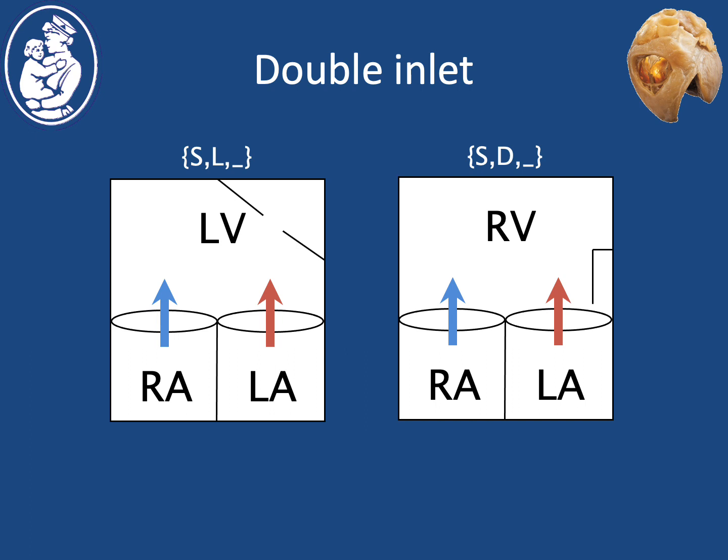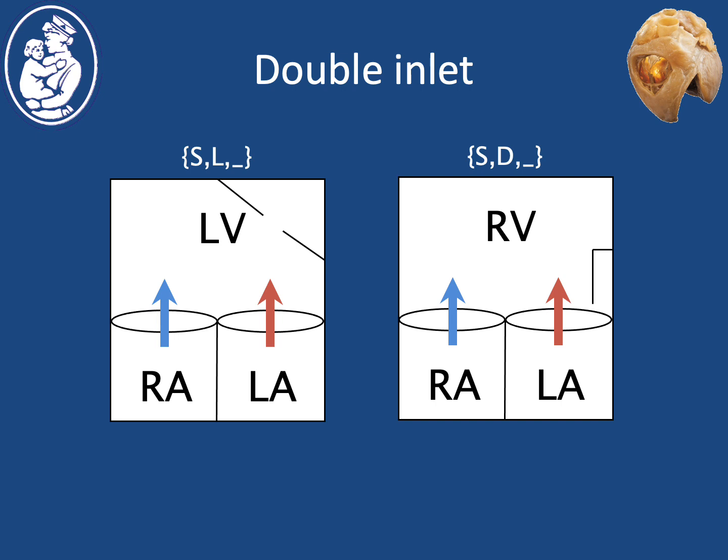In double inlet ventricle, both atrioventricular valves are aligned with one ventricular chamber. In the cartoon on the left, double inlet left ventricle is illustrated. Here both the right atrium and the left atrium are aligned with a left ventricular chamber. Often there is an outlet chamber associated with it.